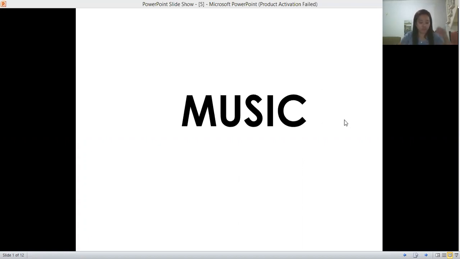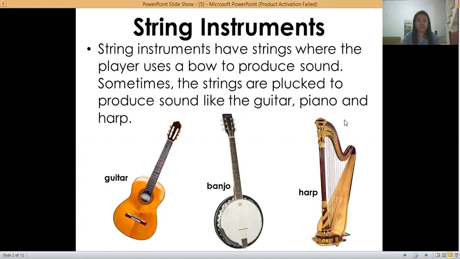Music and arts. For our music, we're going to learn about instruments. Okay, the first one is string instruments. String instruments have strings where the player uses a bow to produce sound. Sometimes the strings are plucked to produce sound, like the guitar, piano, harp, and banjo.